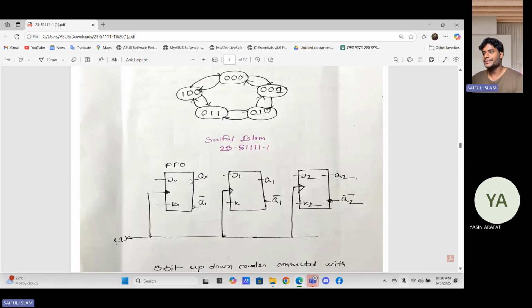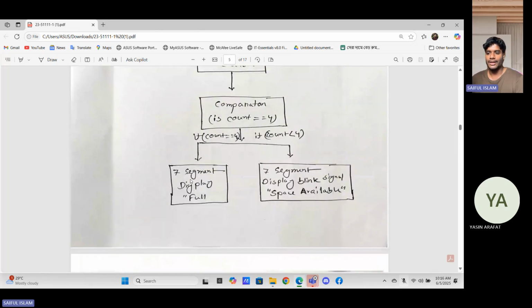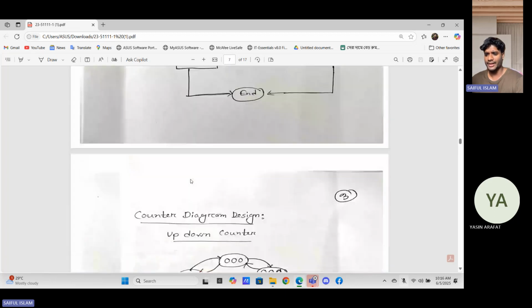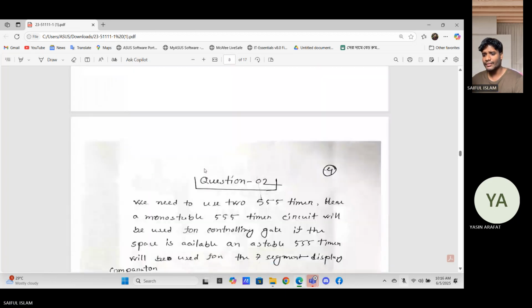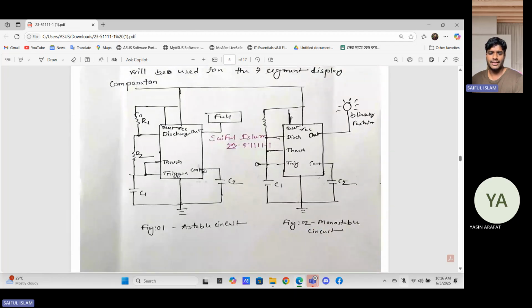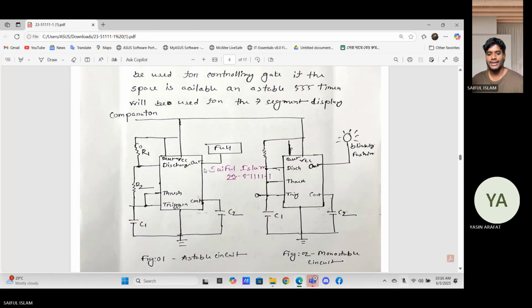For question two, here we can see that question two focuses on the 555 timer duty cycle and 7-segment display, so it is about circuit design for the parking display. This question required designing two separate circuits using a 555 timer to control different display behavior.